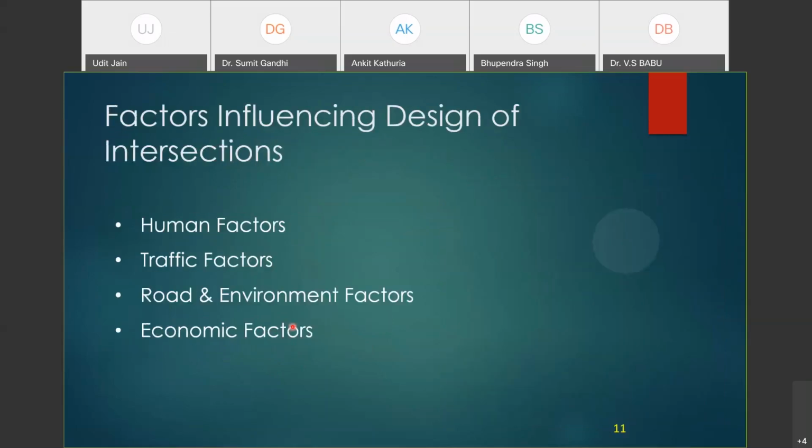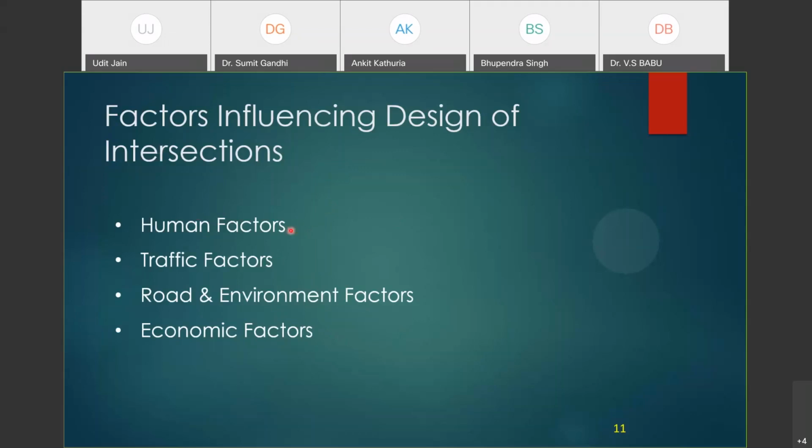Okay. So now what are the factors that influence the design of these intersections? There are four basic factors. There are human factors, there are traffic factors, road and environment factors, and economic factors. As I can see, we are running short of time. I'll skip a few things in this presentation. I will share the slides. The interested participants can look at the slides in detail.